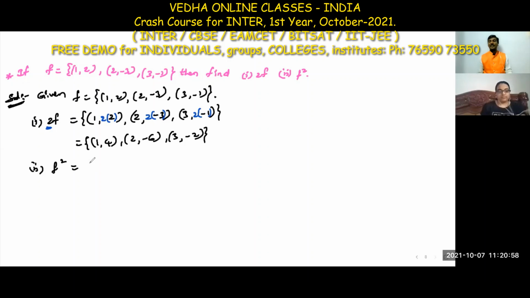F square. The second one is f square. Where do we have the square? For which number do we have to square? For the y coordinate. I am writing f as usual first, but since it is f square, we apply the square to the second number, that is 2 square, -3 square and -1 square.